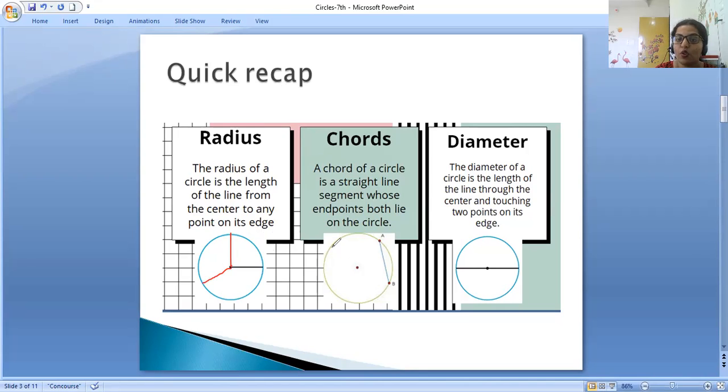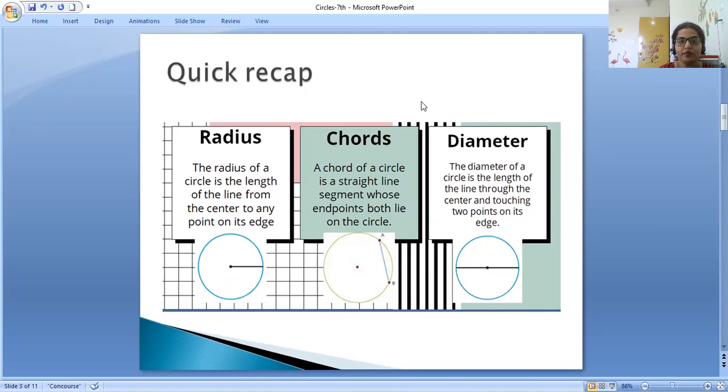So now chord. So now this is also a chord. This is also a chord, right? Now the diameter should go through the center and it should touch the endpoints. Two endpoints, not one endpoint like the radius. It should touch two endpoints. So we had a quick refresh.